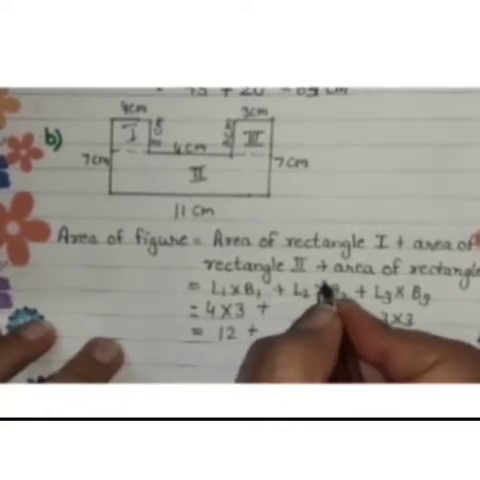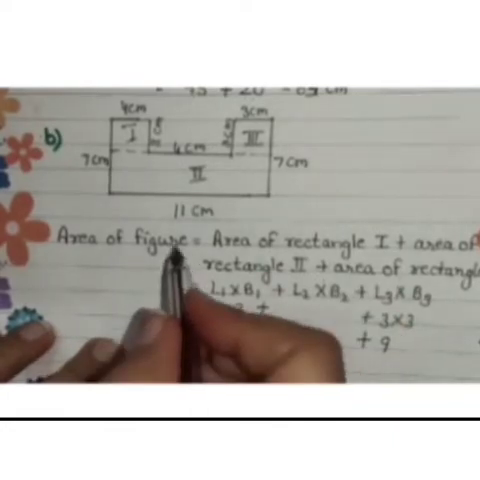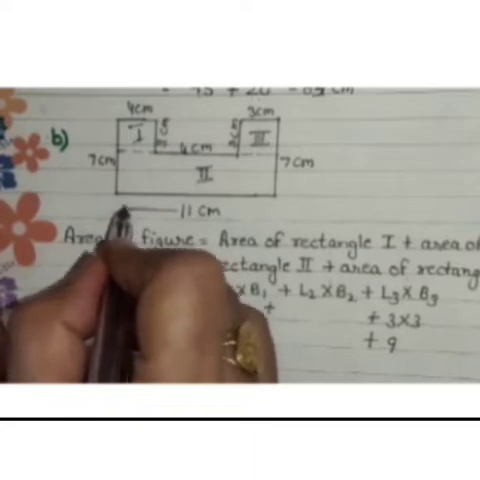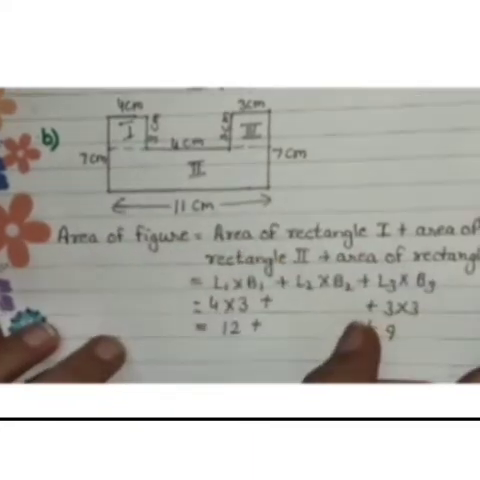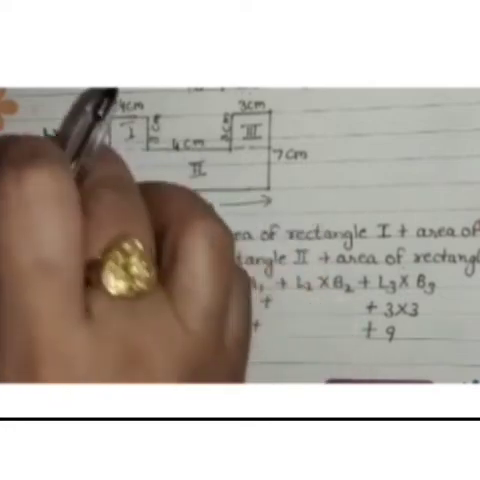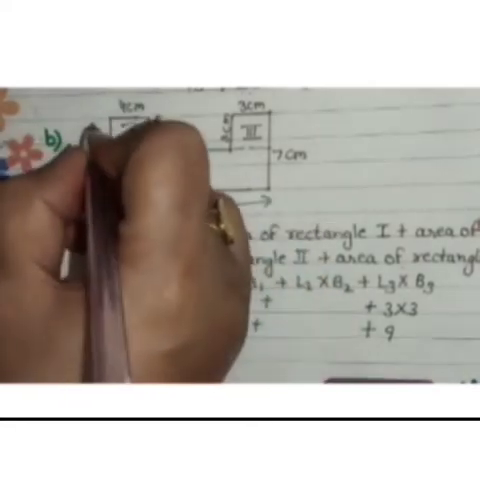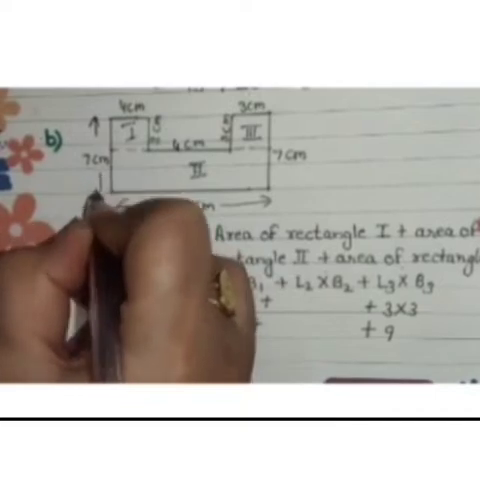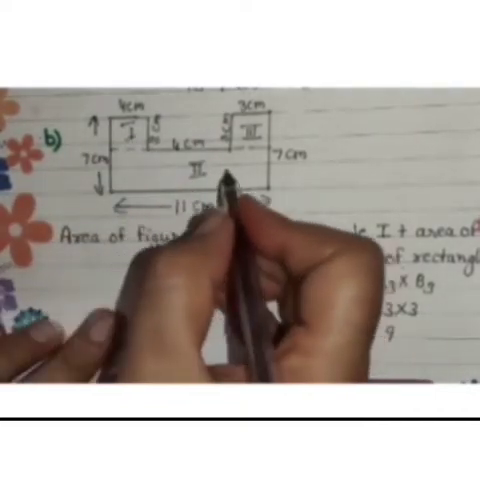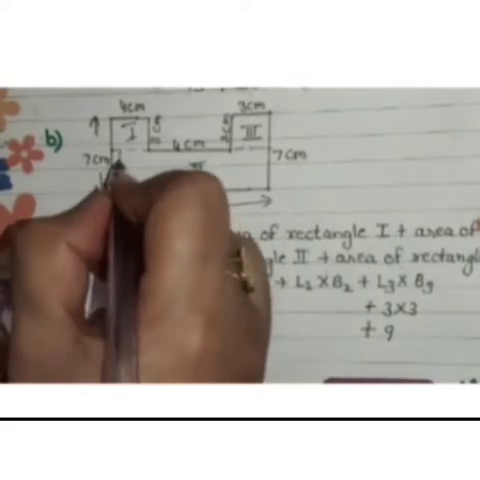Now we have to find the area of second rectangle. In second rectangle, what we'll see that 11 centimeter, this 11 centimeter is the length of second rectangle. But we do not know the breadth of second rectangle. 7 centimeter we have given. 7 centimeter is the length of this full line. But breadth of second rectangle is this part.